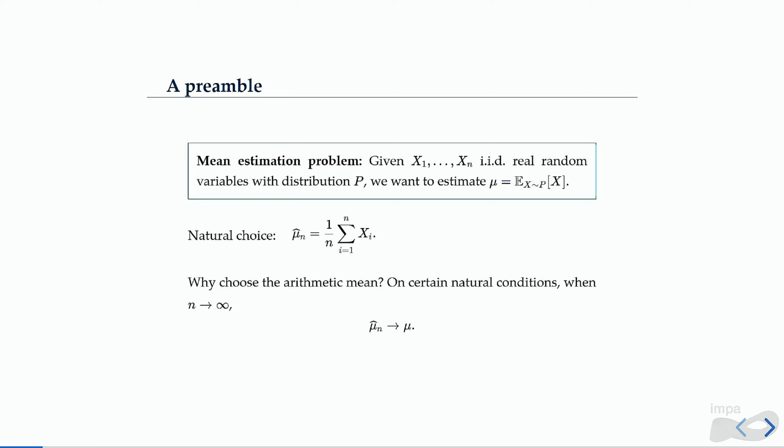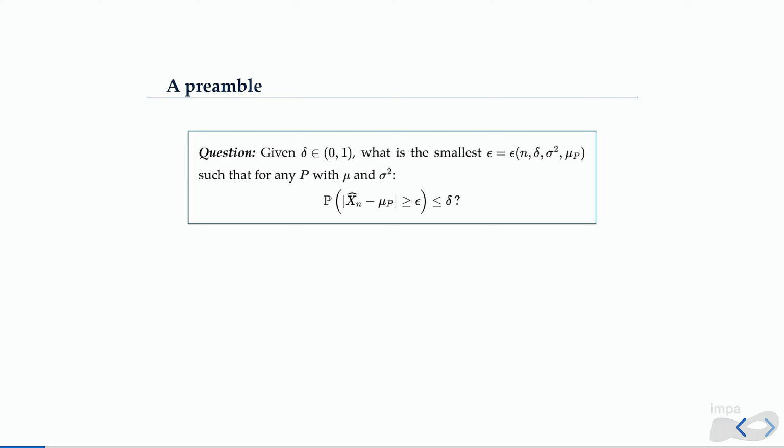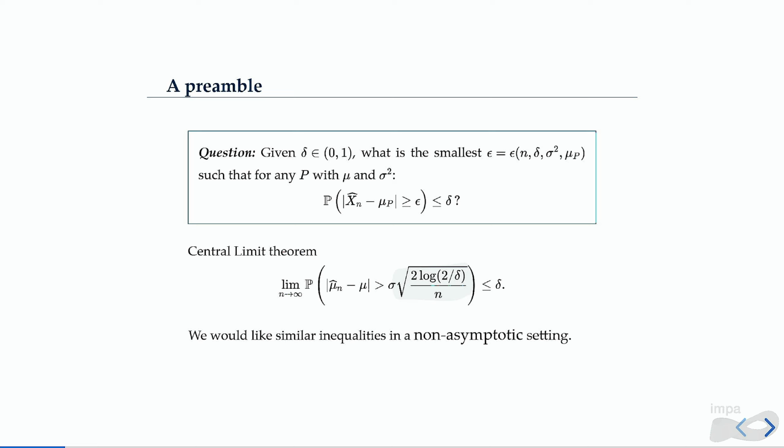Also, we can solve this problem with an algorithm of order n. However, here the rate of convergence could be arbitrarily slow. So we are going to assume a second moment. Our question is going to be: given a delta between 0 and 1, that's the error that we allow, what is the smallest accuracy that we can guarantee? The central limit theorem implies that we can achieve this bound when n goes to infinity. And we would like similar inequalities in a non-asymptotic setting.